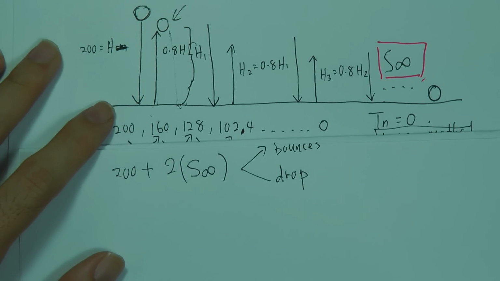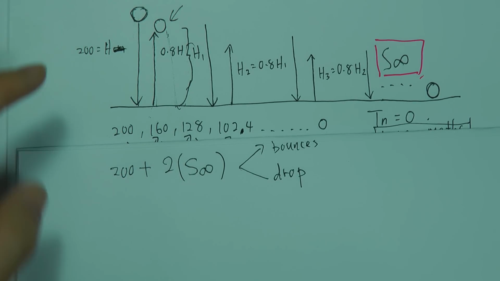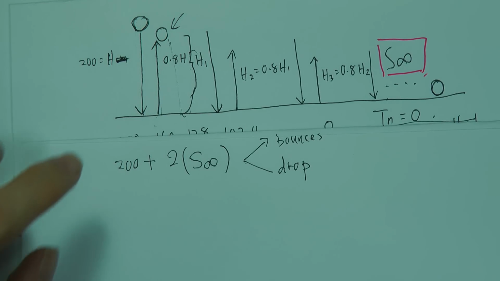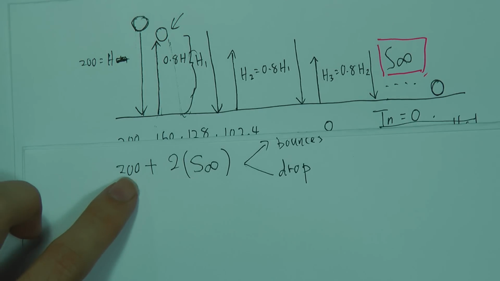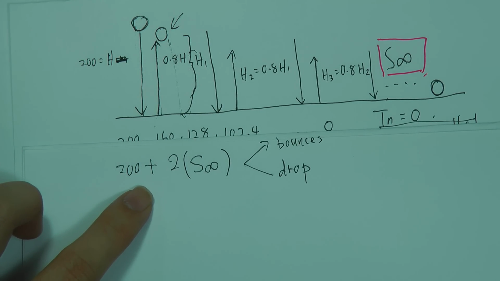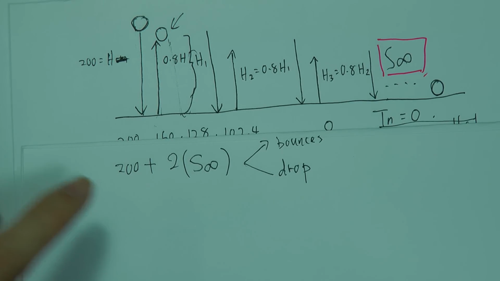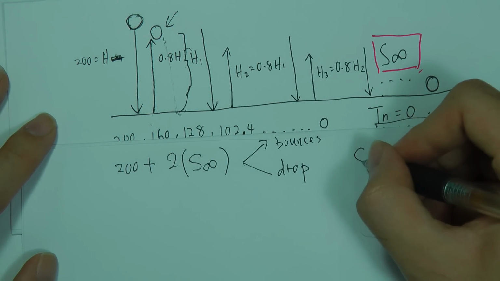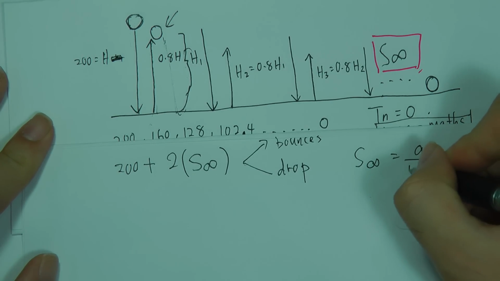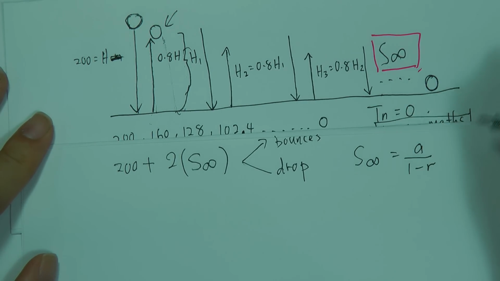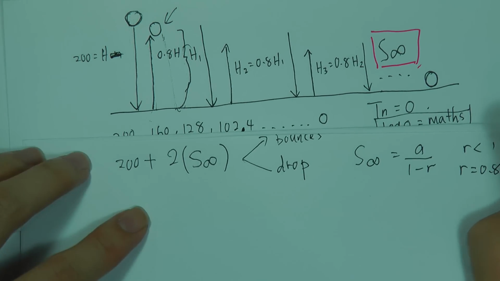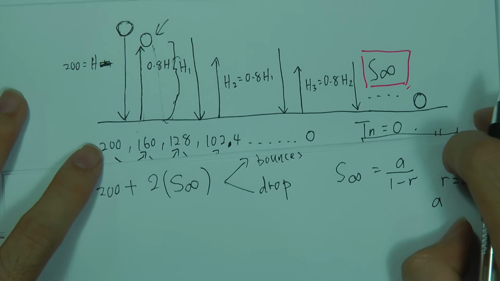But why can't we start from 200? Because at 200 he only drops, he does not bounce up at 200 height. So 200 we have to do separately. I hope you can understand. In the sum of infinity, the formula is a over 1 minus r. In order to use this formula, r must be smaller than 1. Here r is 0.8, so it's smaller than 1. First condition fulfilled.